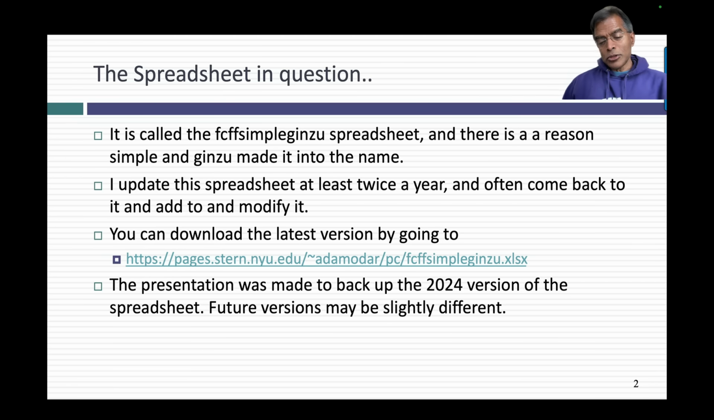So if you look at the spreadsheet that I'm going to show you in a couple of minutes, it's got multiple worksheets. Think of those as the Ginzu knives. You get them all. And you get them all at no cost. So this is the version.